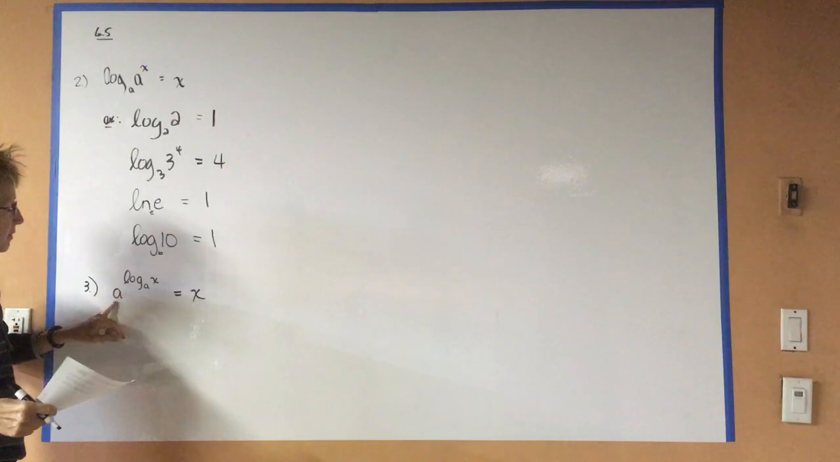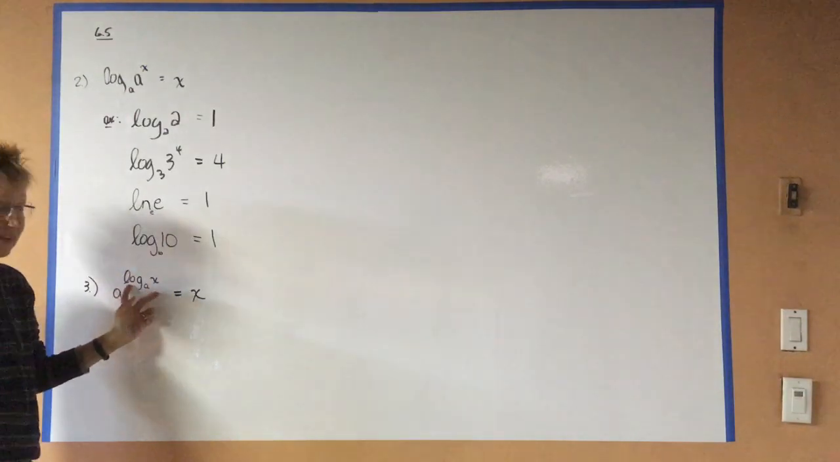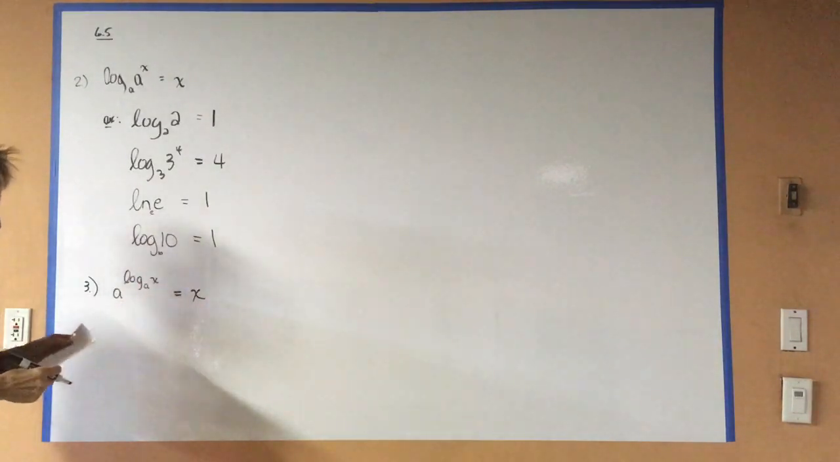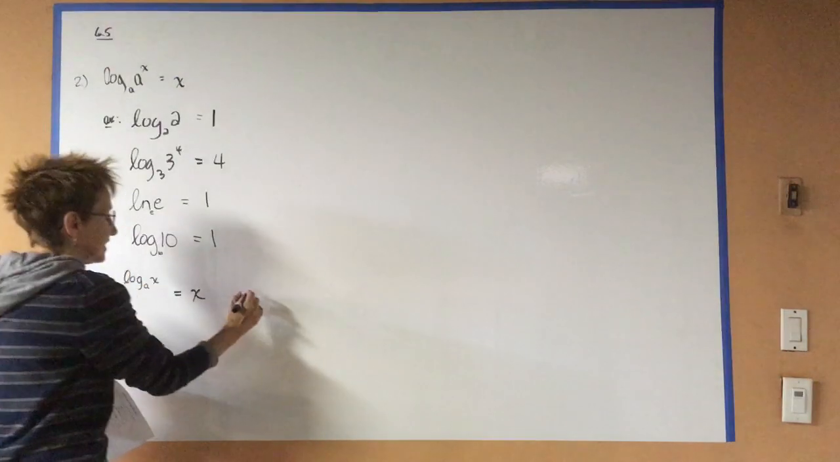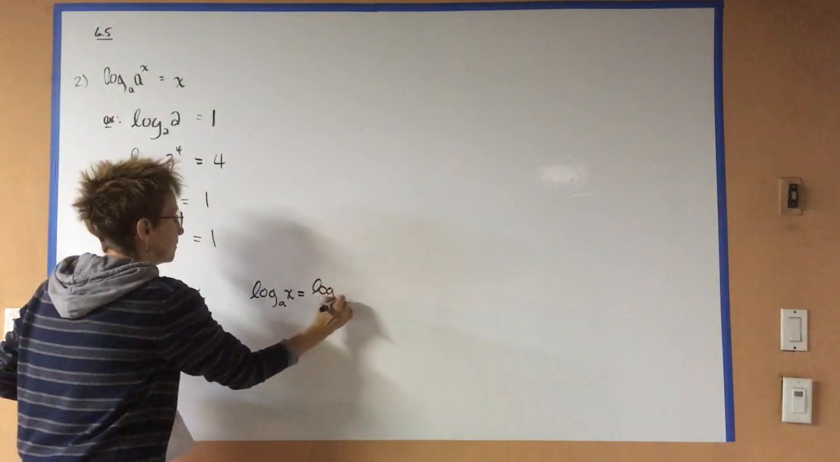I'm taking what used to be a to the x, and in place of the x, I'm putting in its inverse, which is log base a of x, and they undo each other. And what I wrote down for the reasoning here is I said because log base a of x is equal to log base a of x.